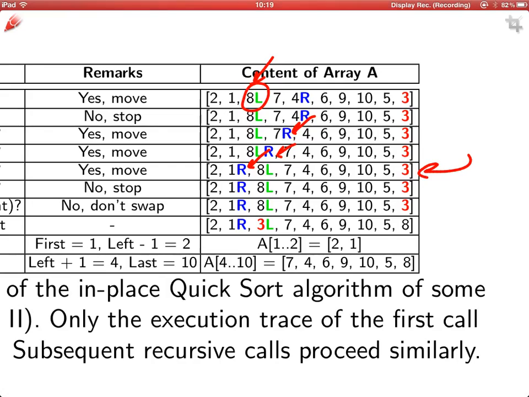Because it's pointless now, because R is now in the left sequence and L is now in the right sequence. So we just stop moving, and what we do at the end is swap the last item with the pivot. So now the last item here, which we know is larger than the pivot, we are going to swap with the pivot. So the pivot is now here, and this large item is here.